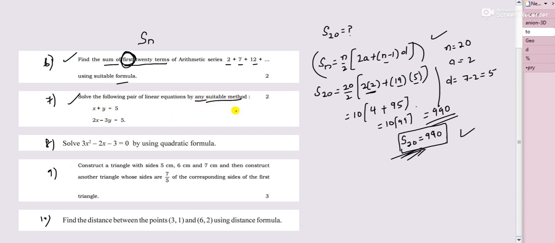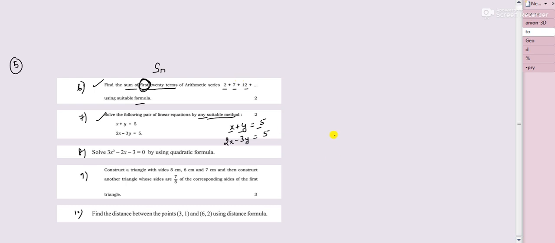So I will use the elimination method here. x plus y is equal to 5, and 2x minus 3y is equal to 5. If you are using the elimination method, the coefficients should be the same. Here it's not the same, so let me use the substitution method. So x plus y is equal to 5. I can either write x as 5 minus y or y as 5 minus x.